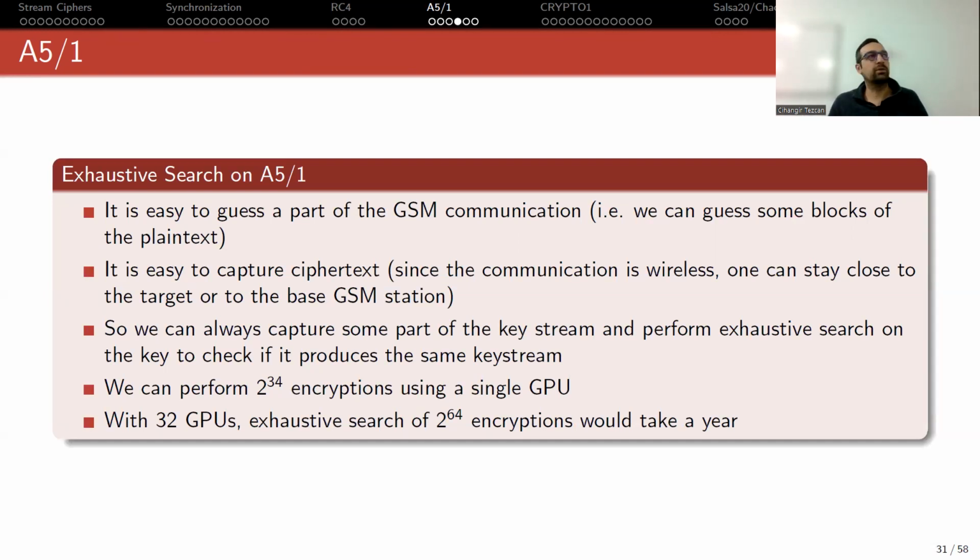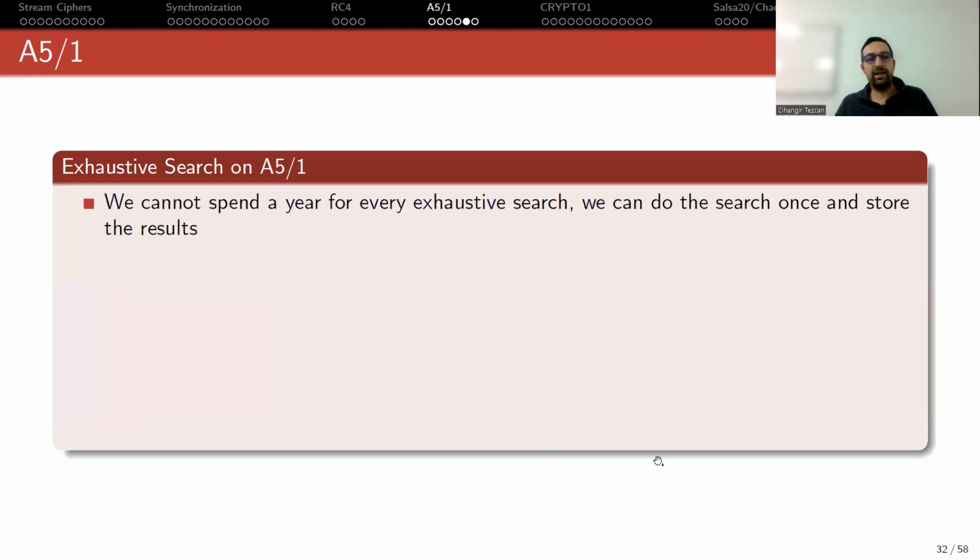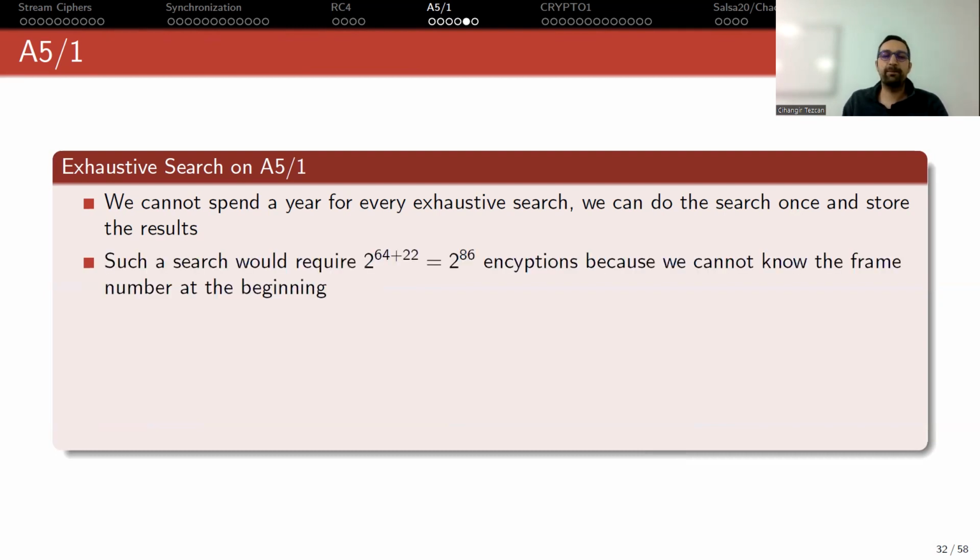If you have very nice GPUs or more GPUs, you can do it in days. But the thing is that if you want to listen to many communications, you cannot spend days for all of them, right? The question is, can I do it faster? And the answer is yes. So we cannot spend a year for every exhaustive search. We can do the search once and store the results.